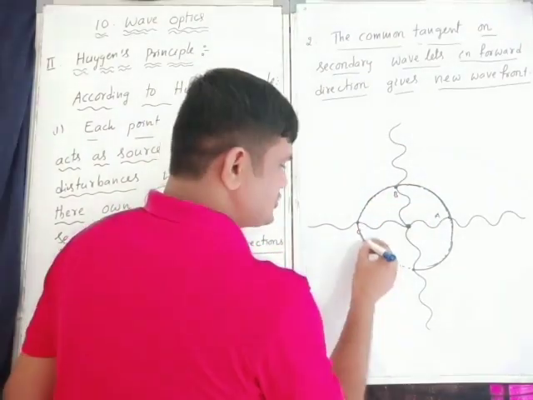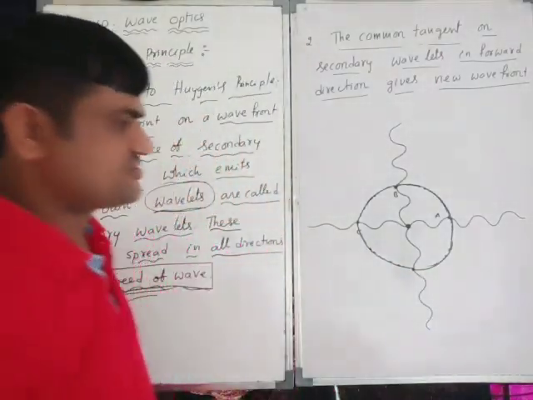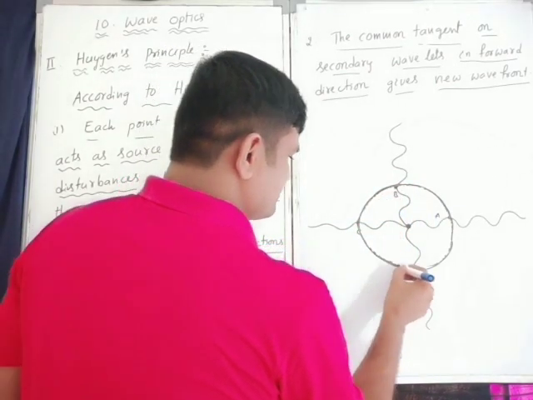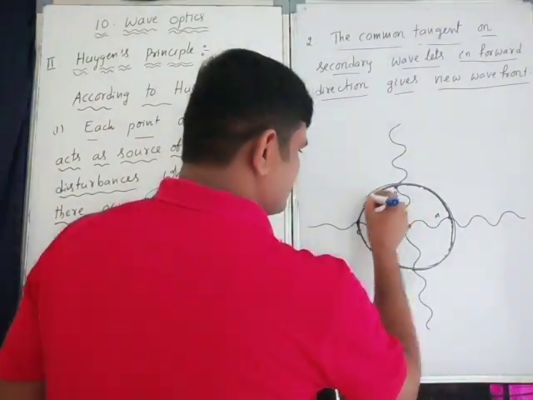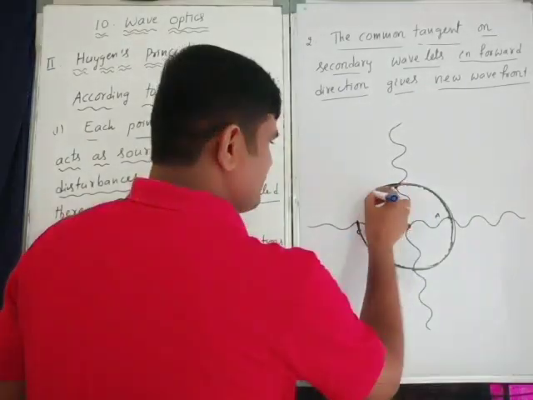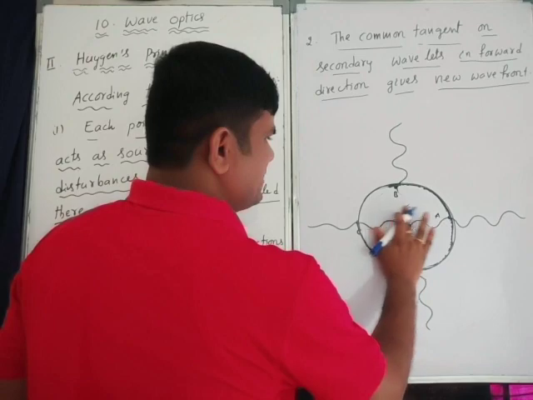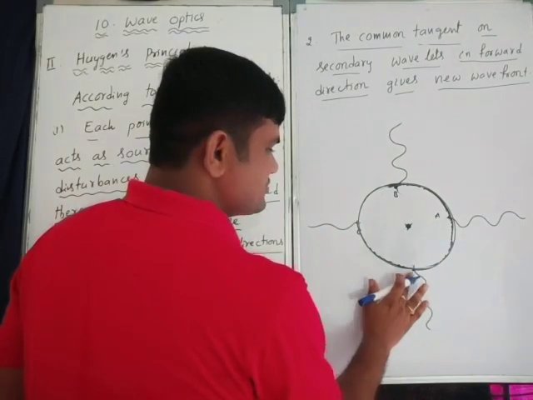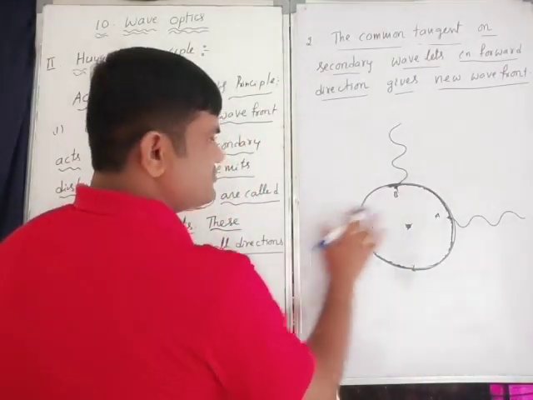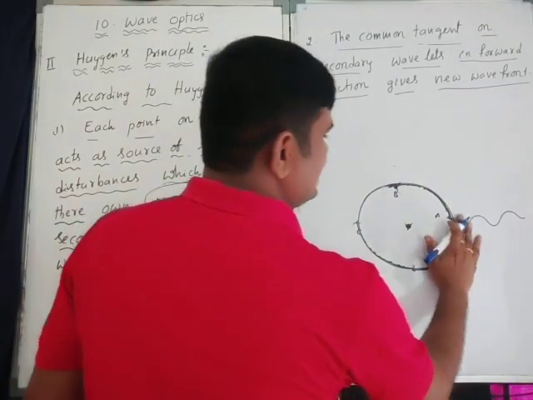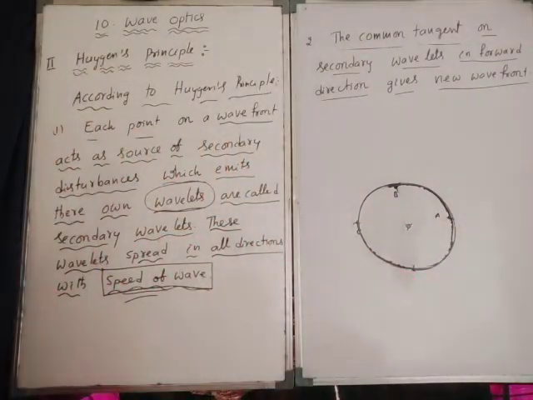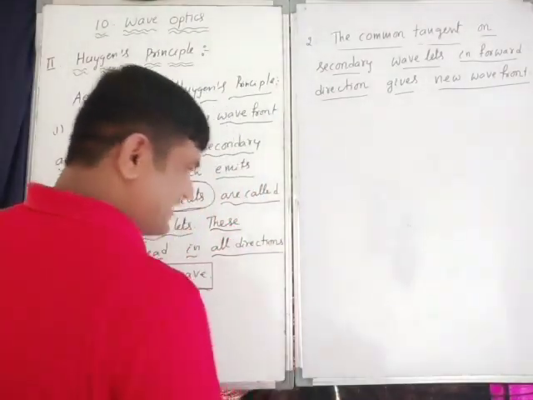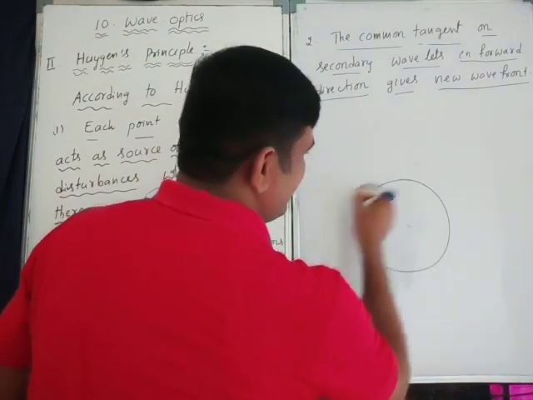Is a concentric sphere, right? So this is the primary wavefront. Now I can remove this source. Sorry, waves. So this is the wavefront. Now I can draw again this circle, the sphere. So this is the primary wavefront.